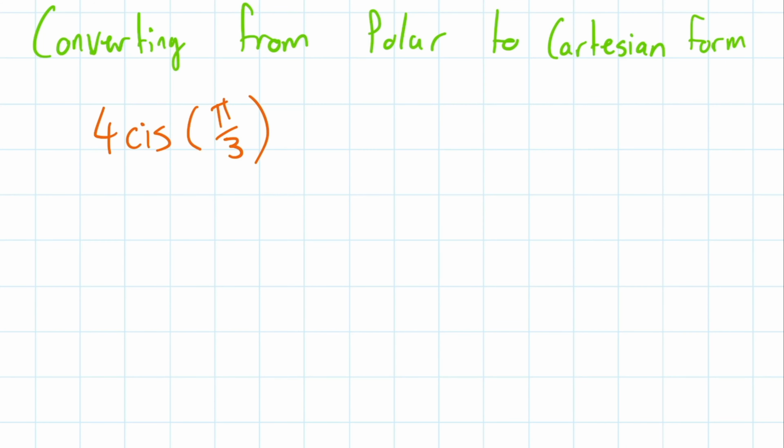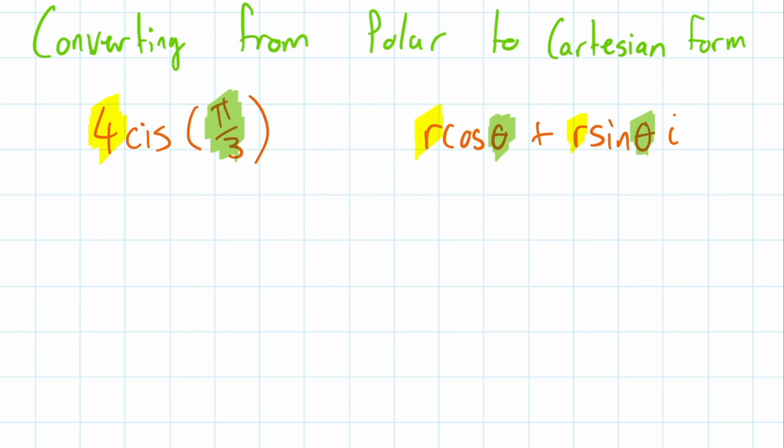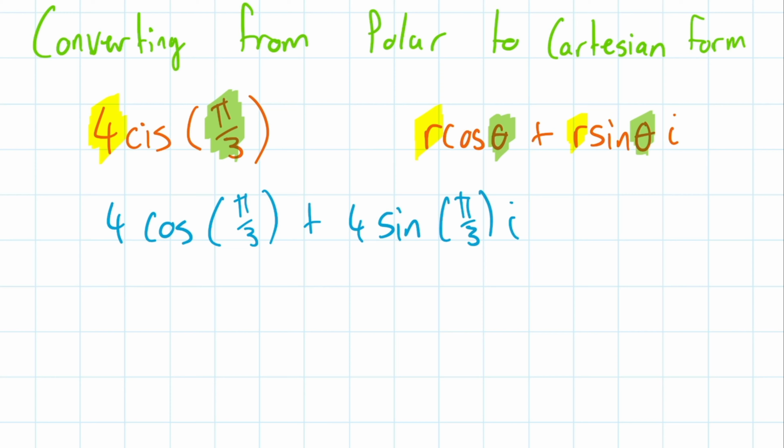Okay, so converting from polar form to Cartesian form. If I recall, polar form is actually r cos theta plus r sine theta i. So all I need to do is take my r from my polar form and my angle from my polar form and simply plug those in and then simplify my equation. So if I go ahead and put my r and my theta into r cos theta plus r sine theta i, I get 4 cos pi on 3 plus 4 sine pi on 3 i.